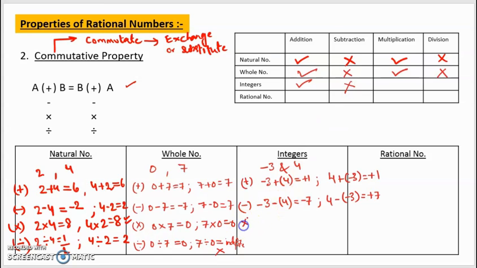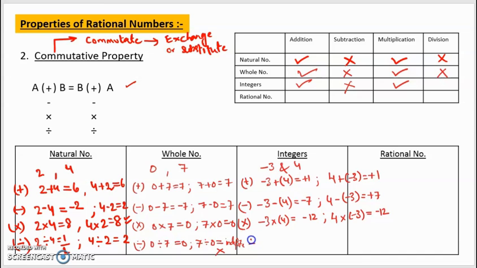For multiplication, minus 3 into 4 gives me minus 12, while 4 into minus 3 gives me minus 12. We can clearly see the results are the same. Hence, the integers follow the commutative property for multiplication.